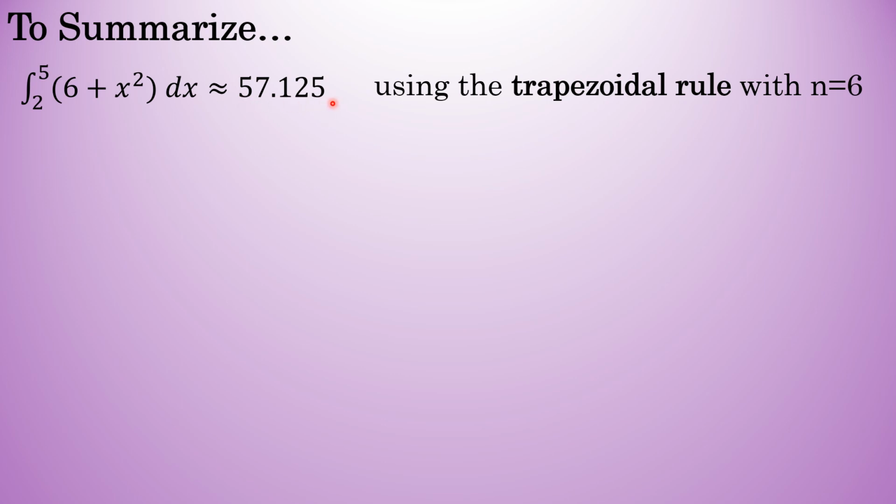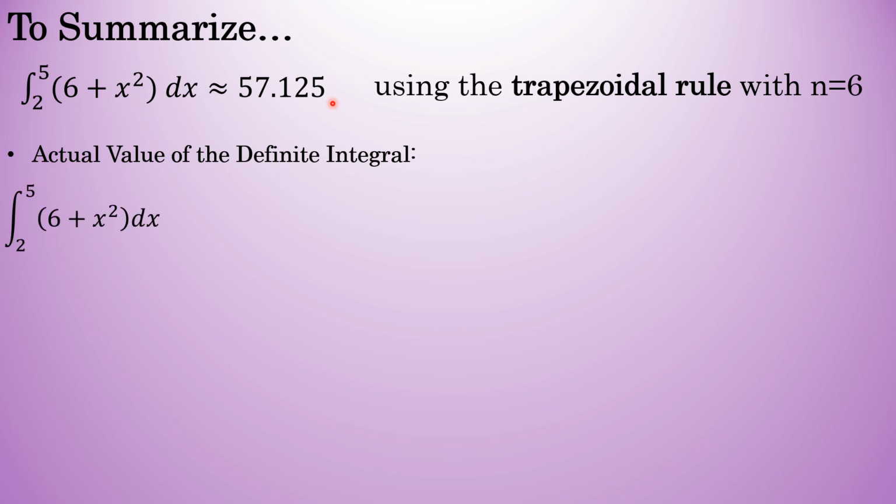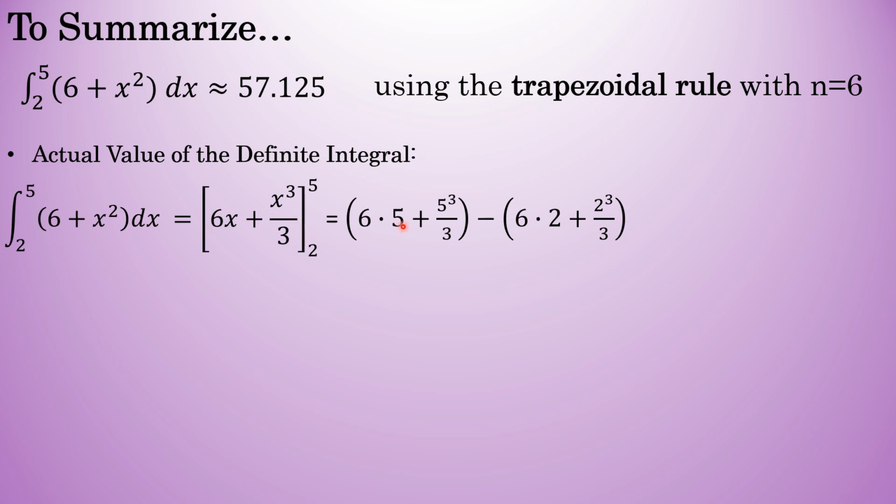As I discussed in this video, in general, the trapezoidal rule is used to approximate definite integrals that would be very difficult to find otherwise. The actual value of the integral of 6 plus x squared is not difficult to find. The integral of 6 plus x squared is 6x plus x to the third over 3. And if we evaluate that from 2 to 5, we substitute a 5, and then subtract, substituting a 2 for x, you'll get exactly 57. So the actual value of this definite integral is 57. We came pretty close with the trapezoidal rule using 6 trapezoids. Pretty close.